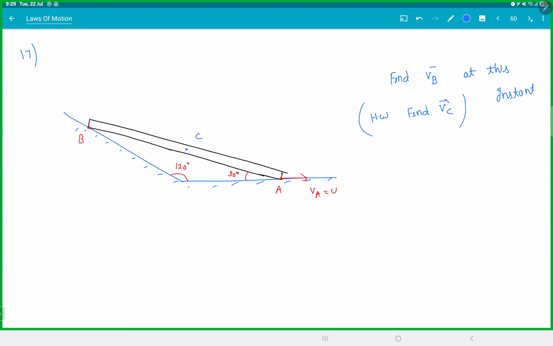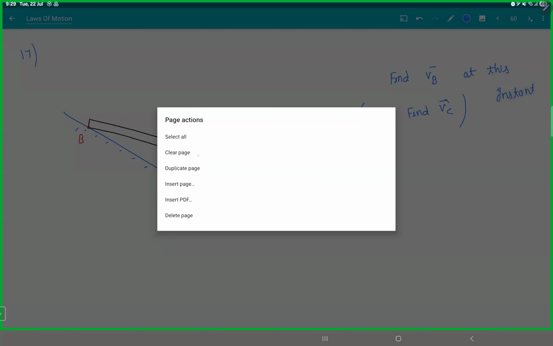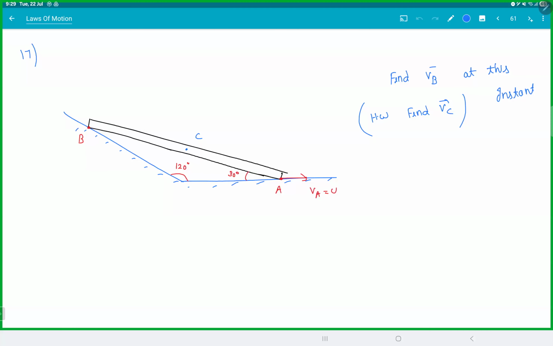Yeah, this was easy. Right, Shreyans. Right, obvious. That angle is also 30 degrees. If that is 120 and 30, the total angle has to be 180, so this is also 30.